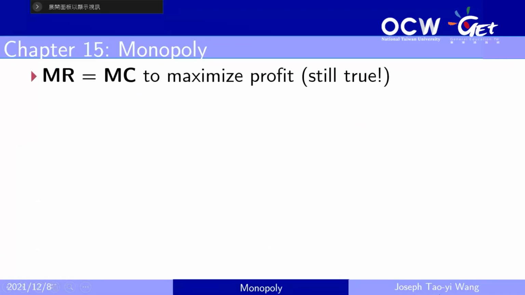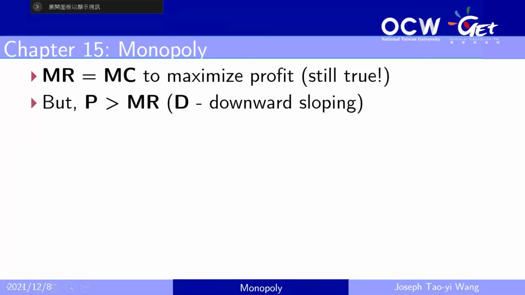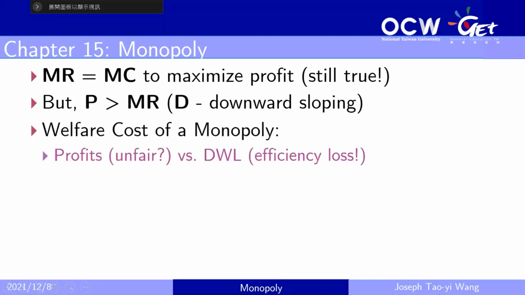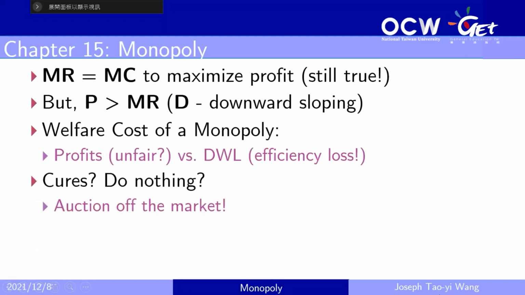MR equals MC is still true, but price is greater than marginal cost because you have a downward sloping demand curve. That's the key difference between this chapter and chapter 14. And so there's a welfare cost of the monopoly. The real problem economists care about the most is efficiency loss. There's deadweight loss. But of course, there are inequality issues as well. And so what I would say is, auctioning off the market is the right thing. We have been seeing very good examples in Taiwan's 4G and 5G auctions. So I think we should try to do this on other monopolies as well.